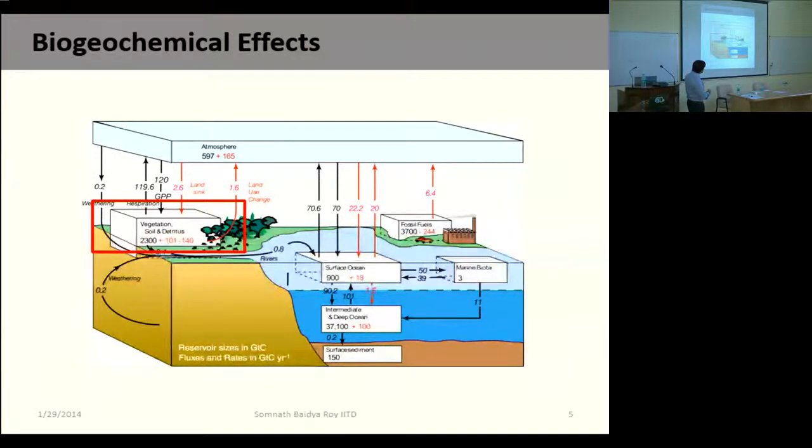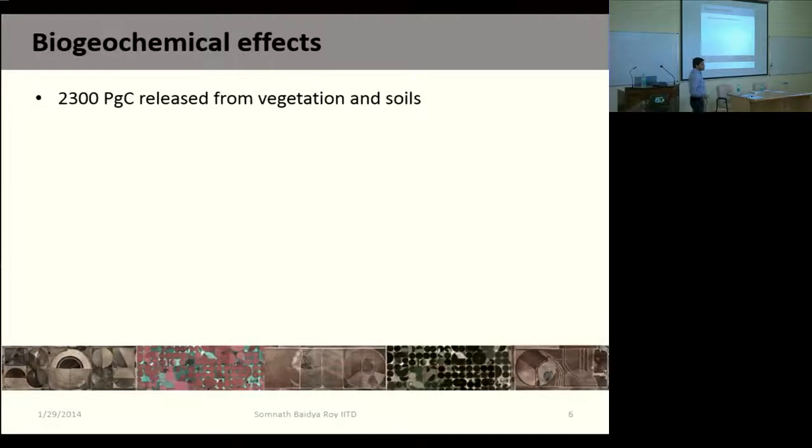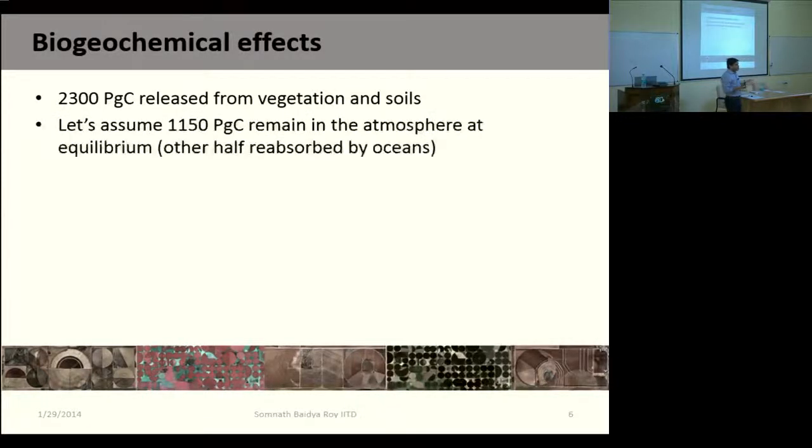So, this is the land carbon sink. Vegetation and soil stores more than 2000 petagrams of carbon. Now let's say, as a thought experiment, I get rid of all the vegetation and soil, and it's a desert land. So all that carbon will be released into the atmosphere, and let's just say that half of it is absorbed by the ocean and the other half stays in the atmosphere.